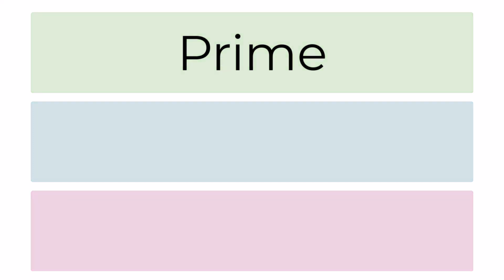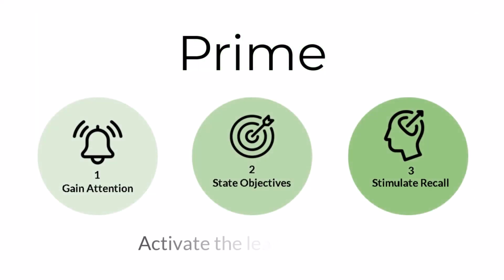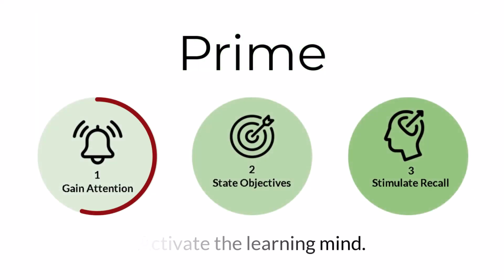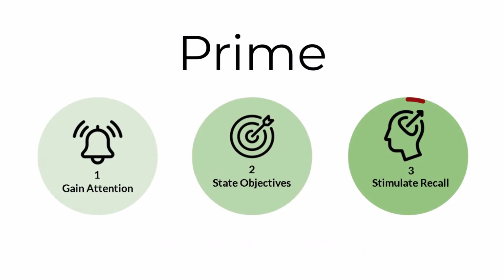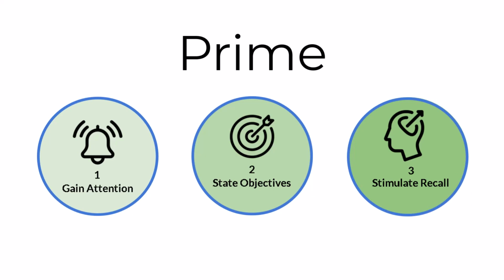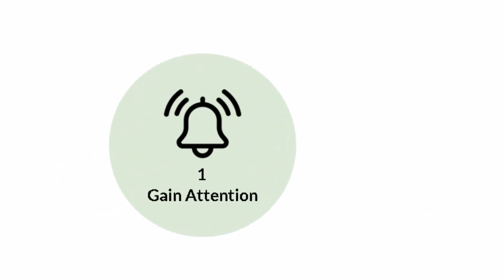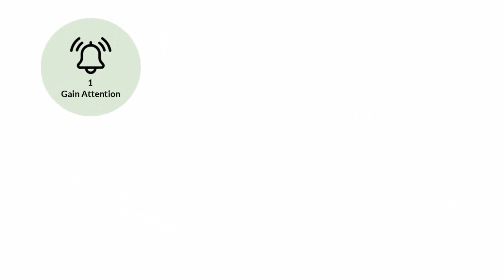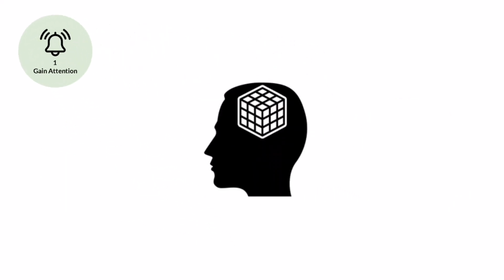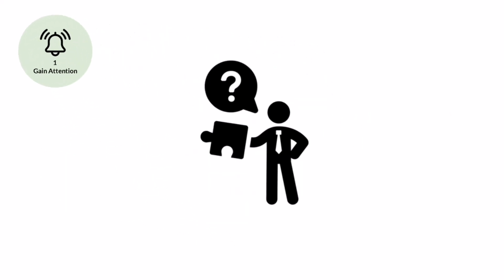In the prime phase, the objective is to alert, focus, and activate your learners' minds by gaining attention, stating objectives, and stimulating recall. Priming sets up the necessary mental conditions for more meaningful learning to take place. So, in the first event, gain attention, our job is to pique interest with an activity, brain teaser, story, demonstration, or common problems and misconceptions around the topic of the lesson.